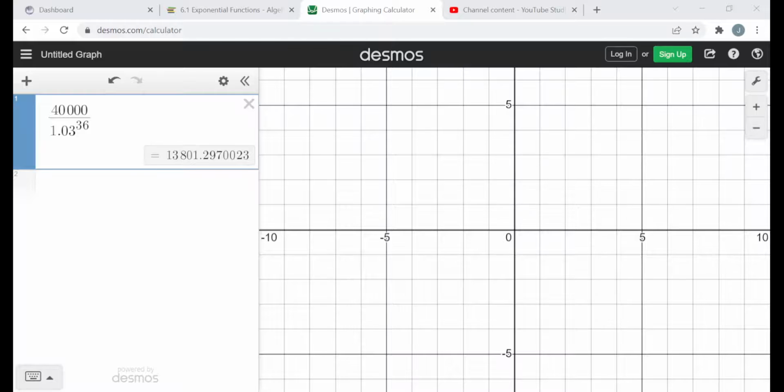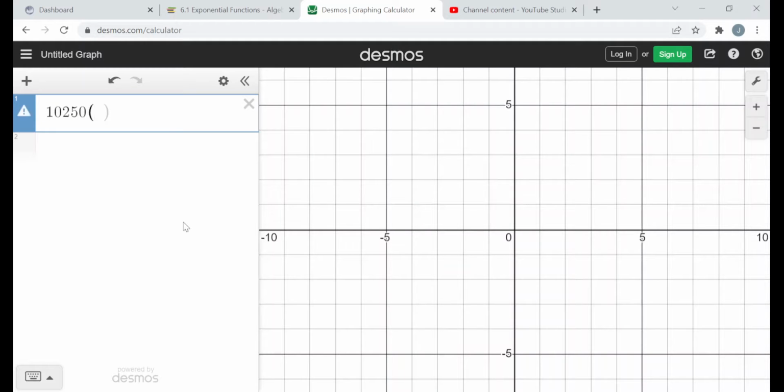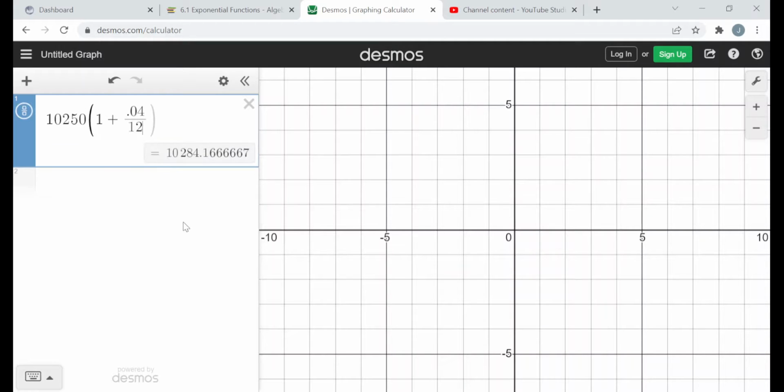So back to the calculator. So my initial amount, 10,250. Parentheses times 1 plus the interest rate, 0.04 divided by 12. And then all this raised to the 120th power, right? That's 12 times 10, n times t. So after 10 years, this account would be worth approximately $15,281.03. And that's what I've written out on paper here.